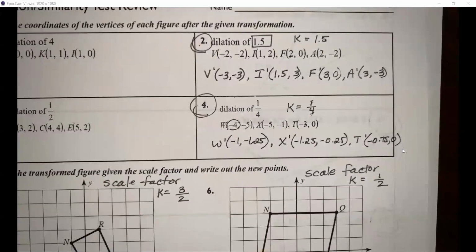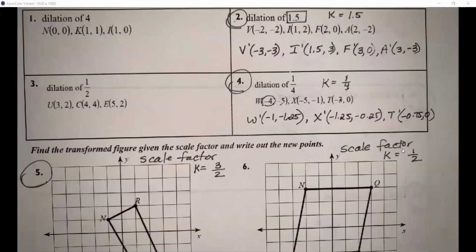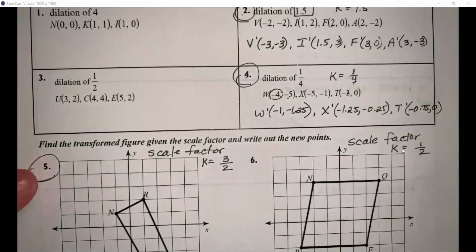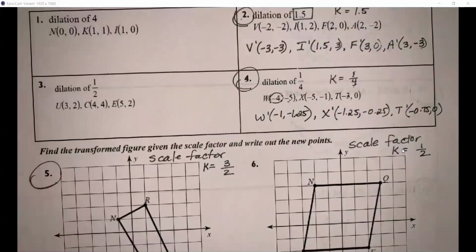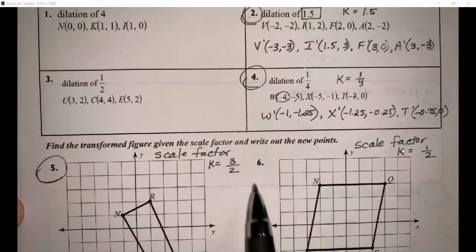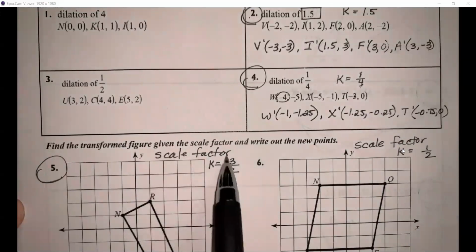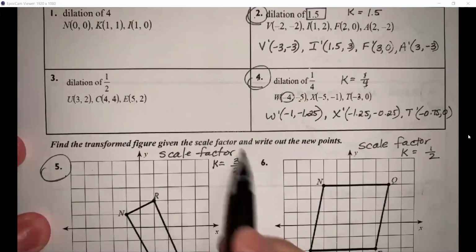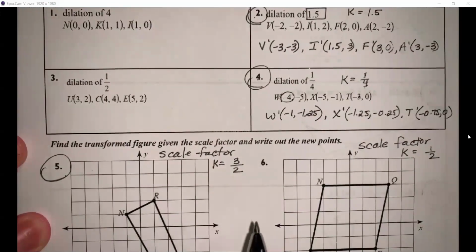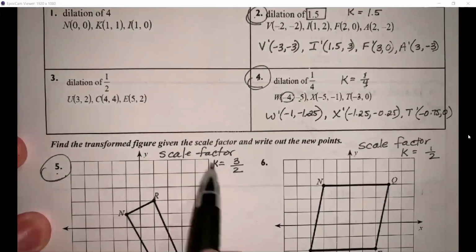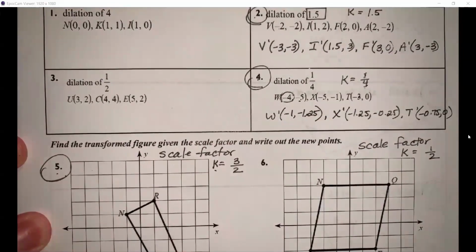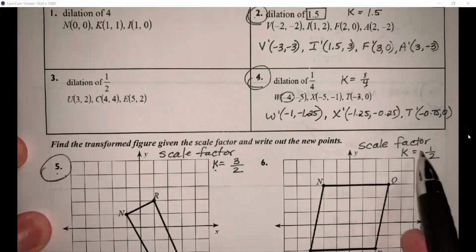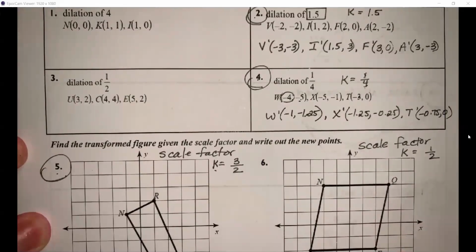Okay. So now let's go ahead and do the next one, number 5. Now on your worksheets, I made a mistake. I accidentally forgot to give you what scale factor to use. So hopefully, if you're in class, you'll have paid attention to me telling you that for number 5, I want you to use a scale factor of 3/2, and for number 6, I want you to use a scale factor of 1/2.